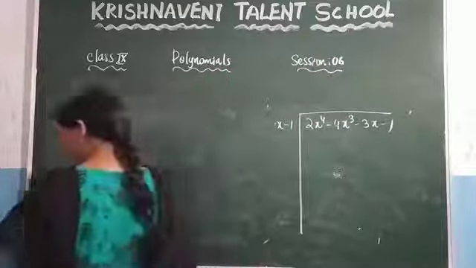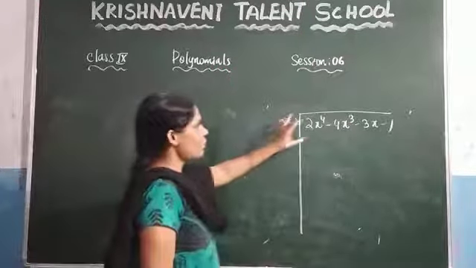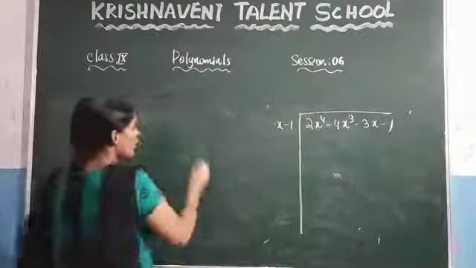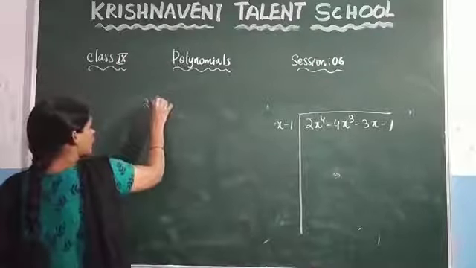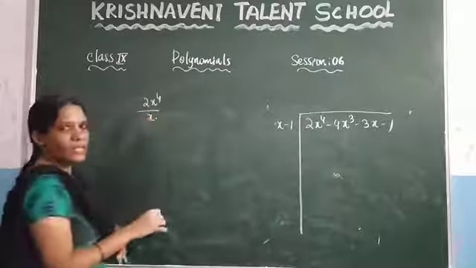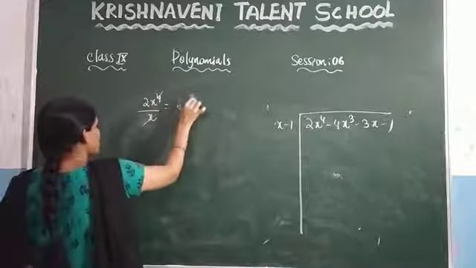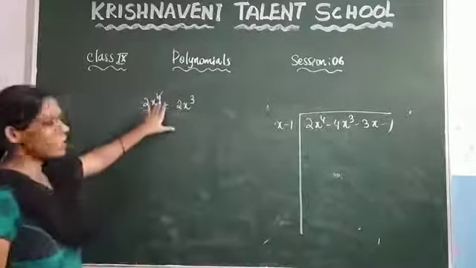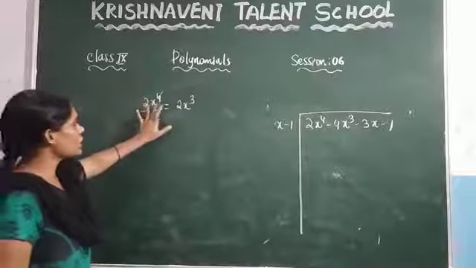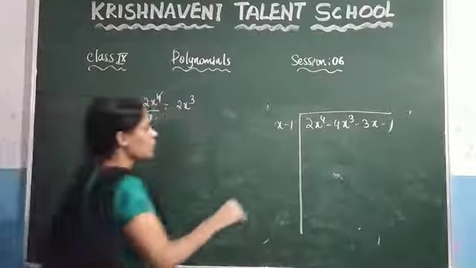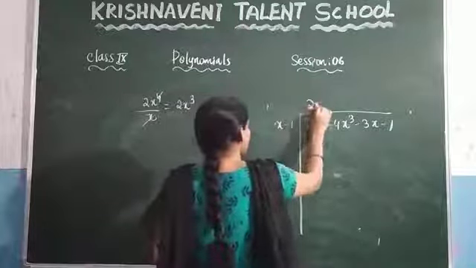What is our first step? You need to divide the first term and this first term. So what will you get here? 2x power 4 by x. And you know that here 1x will be cancelled. You will get here 2x cube. Right? We already cancelled 1x. So how many x will be left? Which is 3. 2x cube. Now write it here, 2x cube.